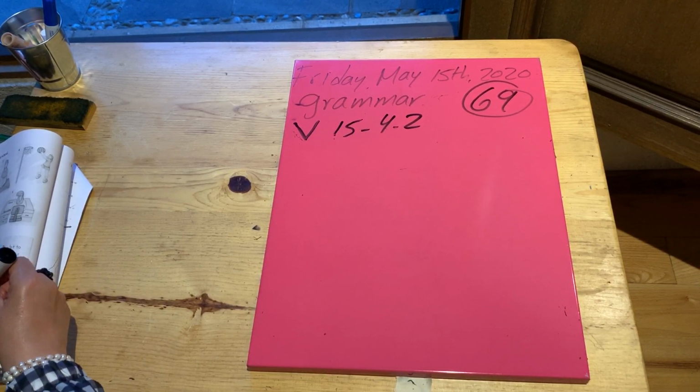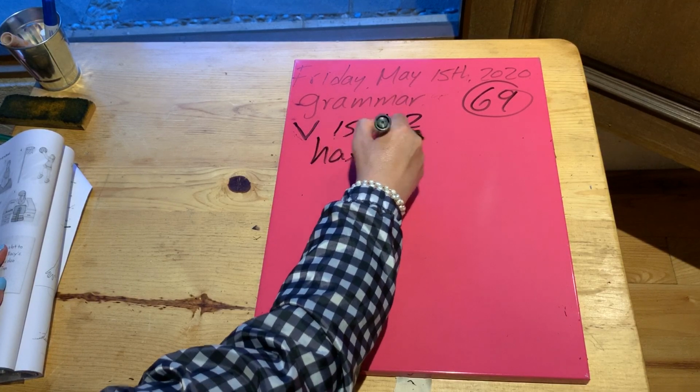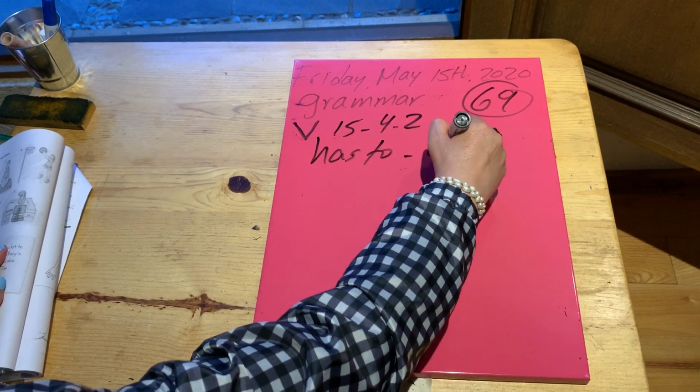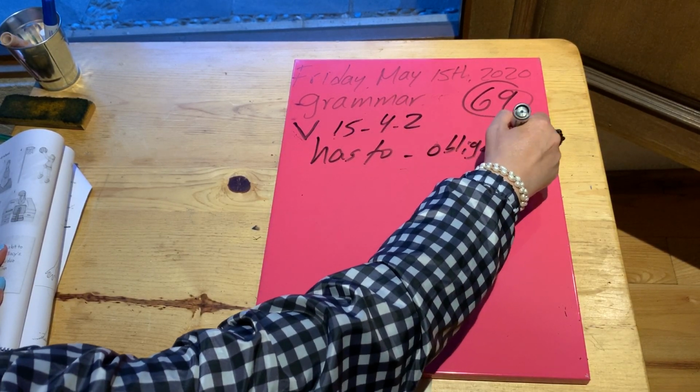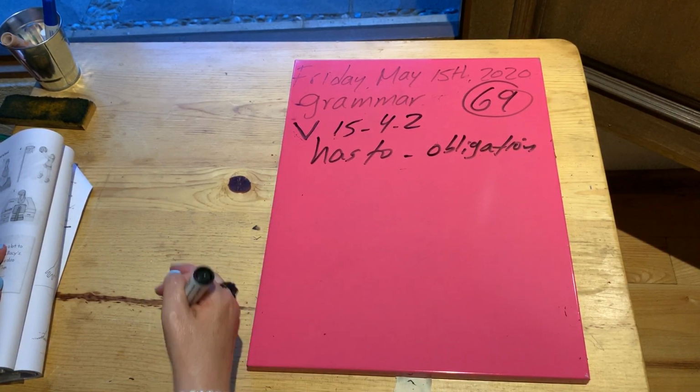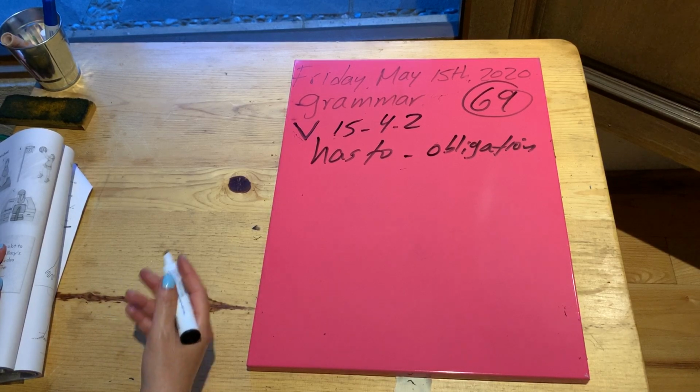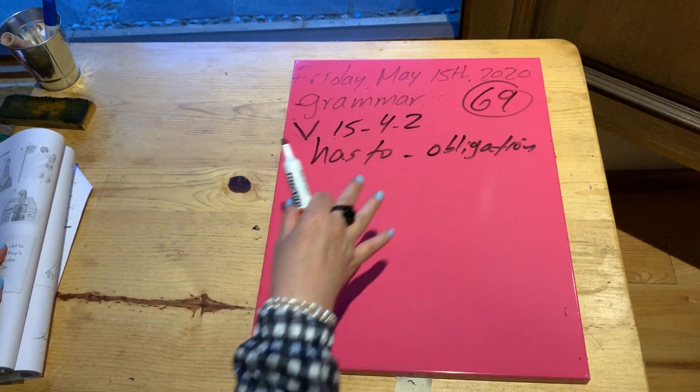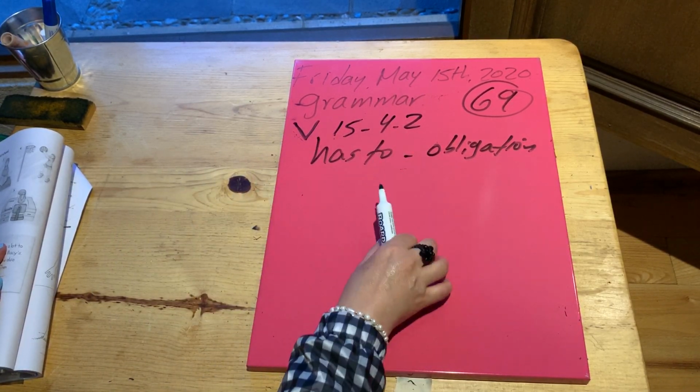Entonces, I'm going to use has to. Has to, it's an obligation. Okay? No es algo que a lo mejor Julia wants to do, pero it's her obligation. So she has to do something, okay? For example, esto lo hemos visto.